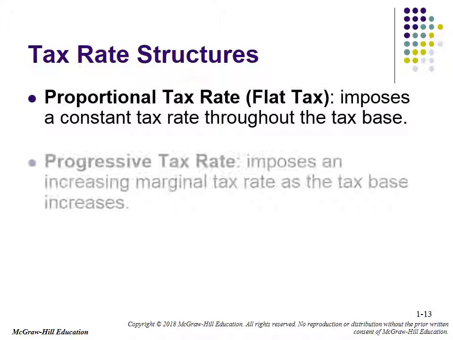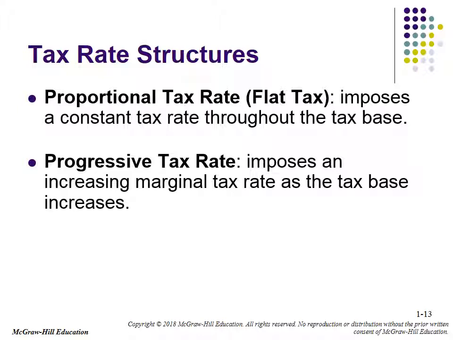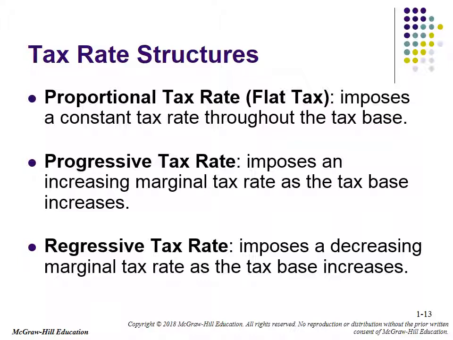Progressive is what we just experienced with the federal government. It imposes an increasing marginal tax rate as the tax base increases. And you just experienced that. As the taxable income increased, that tax rate went up as well. We also have what's called a regressive tax rate. It actually imposes a decreasing marginal tax rate as the tax base increases. And an excellent example of this is Social Security. When your wages go beyond a certain level in a year, you stop paying Social Security tax. So if you took all of your income from a job and divided it by the Social Security tax you pay, it will decrease as you go above that maximum level of income.